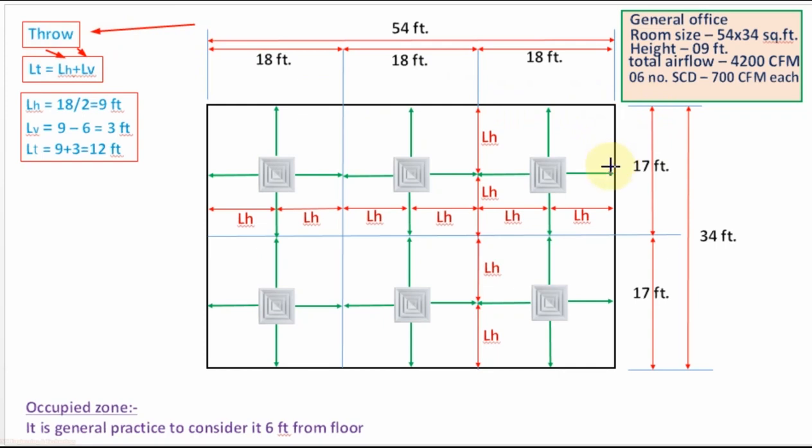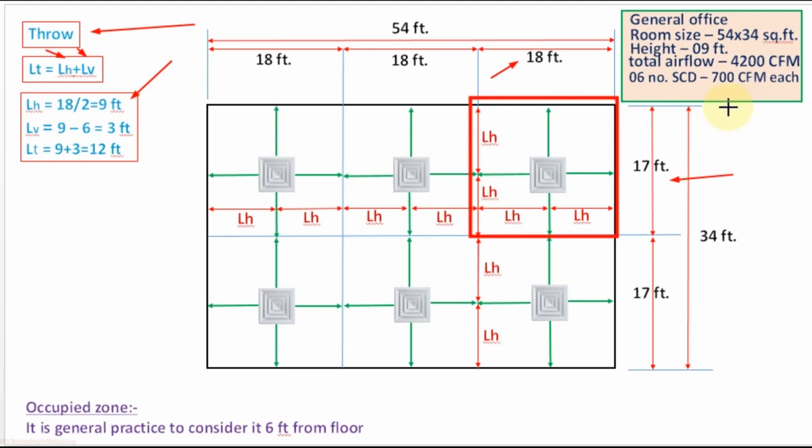As we are supplying air to the office by 6 square ceiling diffusers and these are 4-way types, we can divide this complete office space into 6 equal parts. Let us select one from these 6. You can see one dimension of this one 6th part of the office is 18 feet and the other dimension is 17 feet. We will consider the larger, 18 feet. This diffuser is supplying air to right, left, up and down, so the horizontal throw will be half of 18 feet, that is 18 divided by 2, equal to 9 feet.